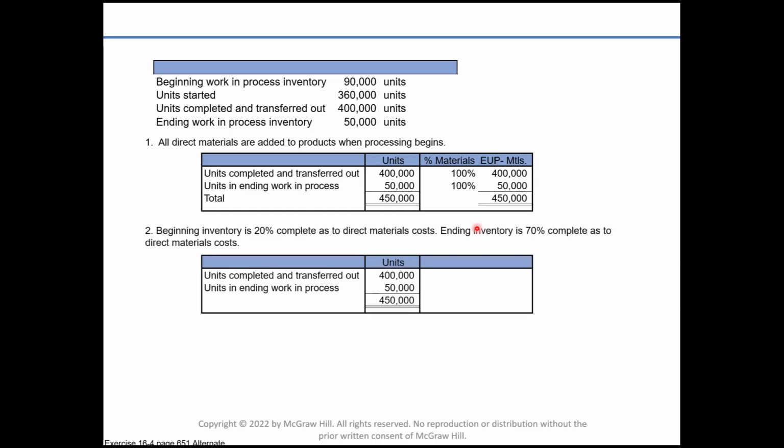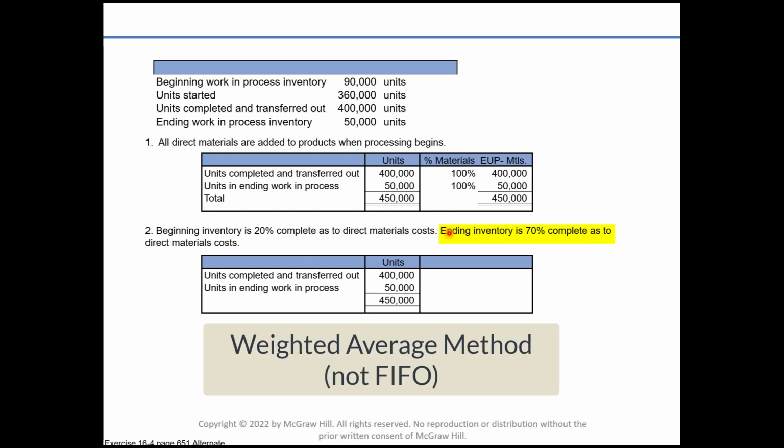In this scenario, it says beginning inventory is 20% complete, ending inventory is 70% complete. We are using something called the weighted average method, which means we're only looking at the ending inventory information. Anywhere you see something where it talks about the beginning percentage complete, that is for a method we aren't covering. That's called the FIFO method. So the first in, first out method does take into account the beginning inventory, but for your purposes, you will not.